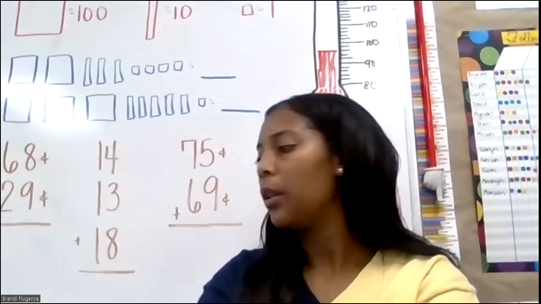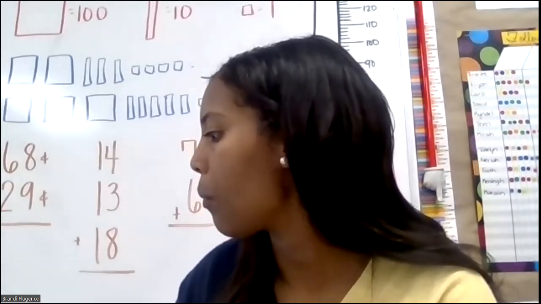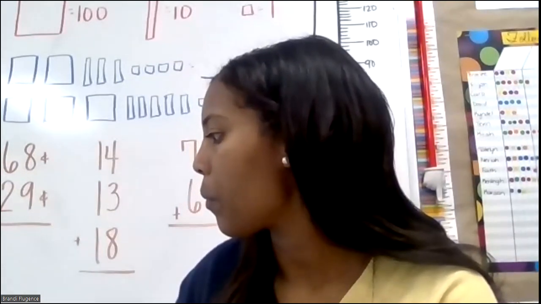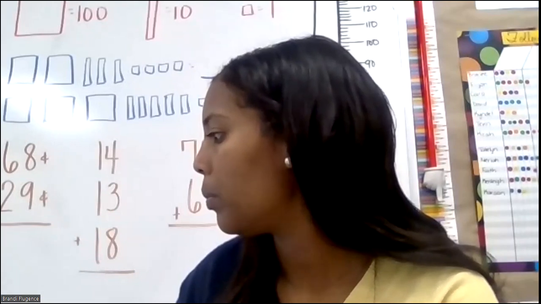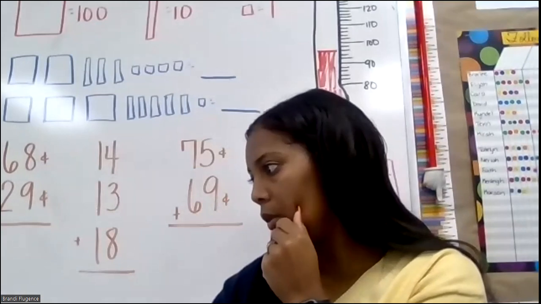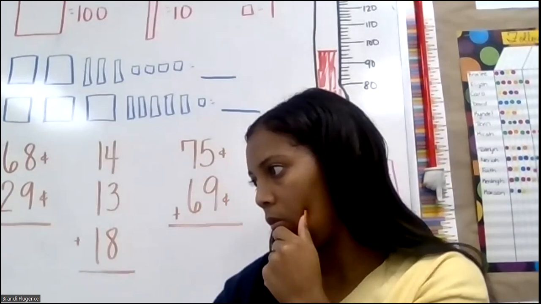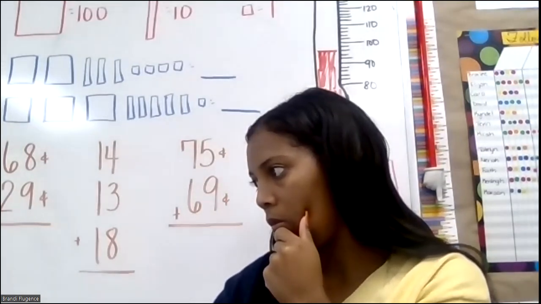3 minus 3 equals 0. 4 minus 3 equals 1. 5 minus 3 equals 2. 6 minus 3 equals 3. 7 minus 3 equals 4. 8 minus 3 equals 5. 9 minus 3 equals 6.